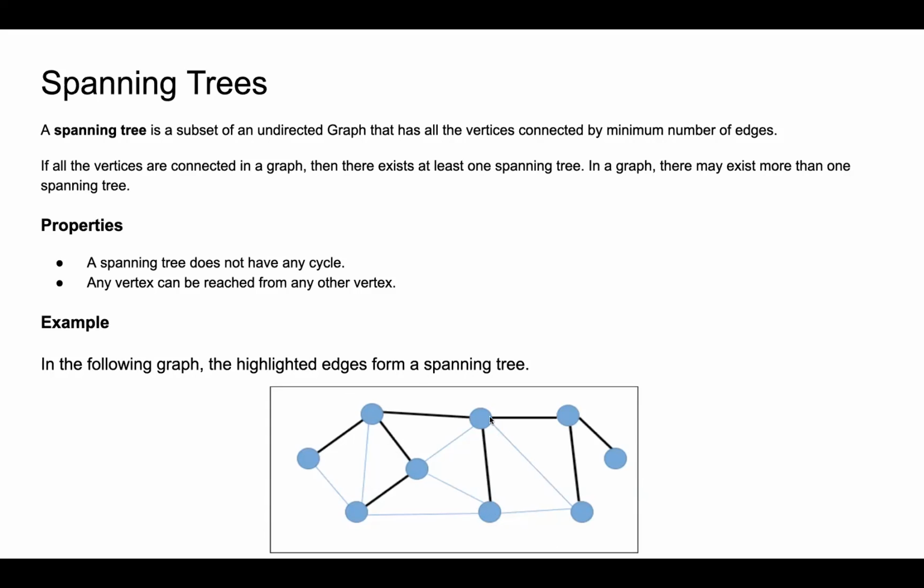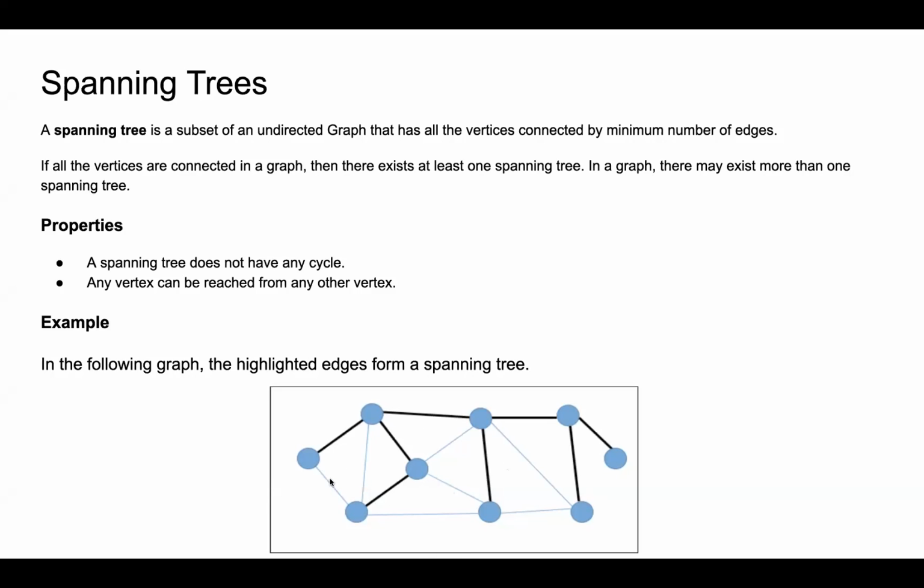Same case, if we take this one or any of these edges, it forms a cycle. It won't be a spanning tree in that case. When there is no cycle, then and only then it is a spanning tree.